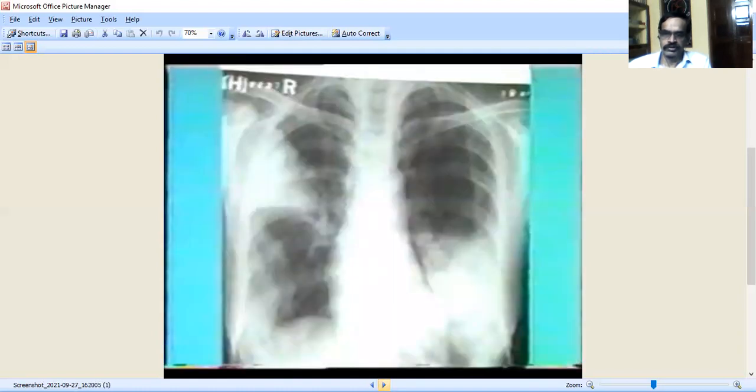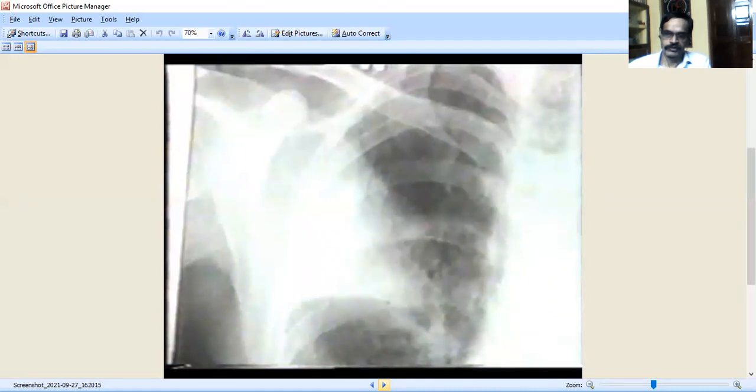So you see here, in the left lung, it silhouettes with the left cardiac border, so it is in the left lower lobe. And one more consolidation is in the right middle lobe, isn't it? You see, it's a uniform white shadow confined to a lobe. It is due to consolidation in the right middle lobe. So here, the uniform white opacity or consolidation is in the left lower lobe, because it silhouettes with the left diaphragmatic border.